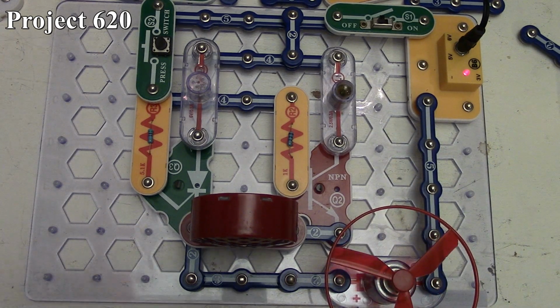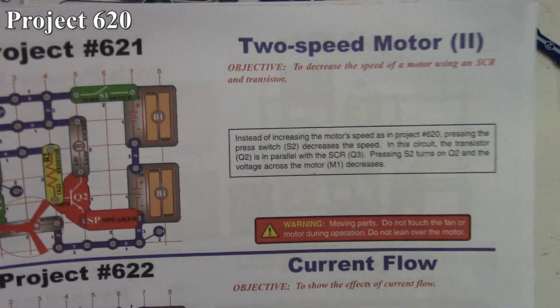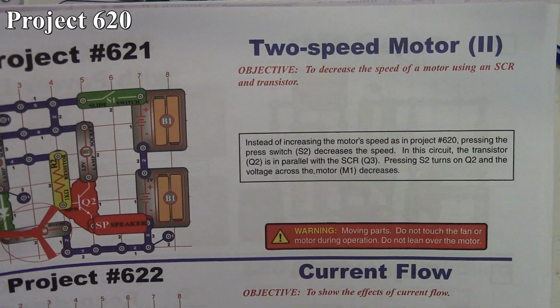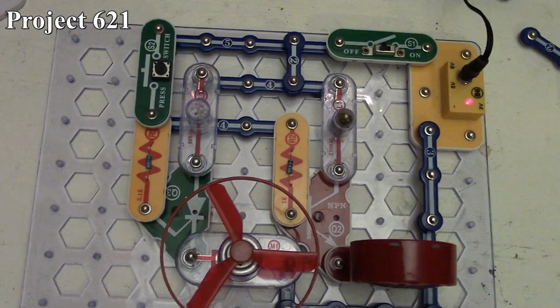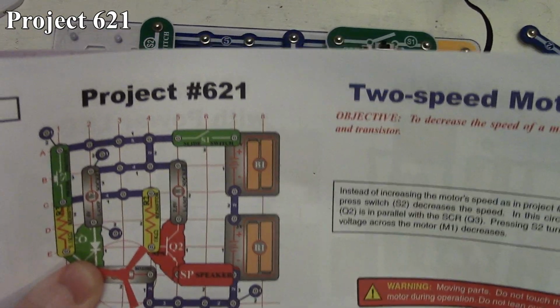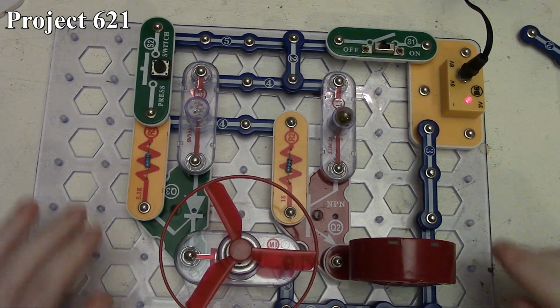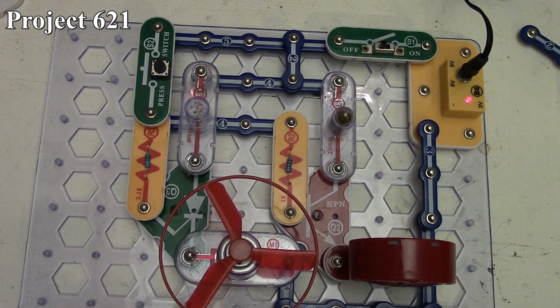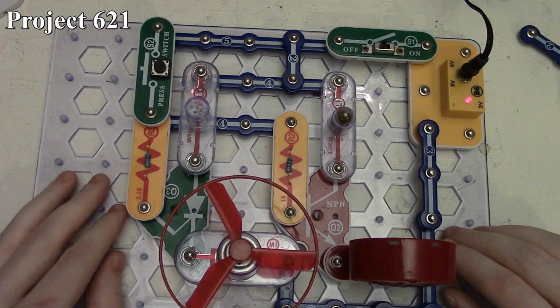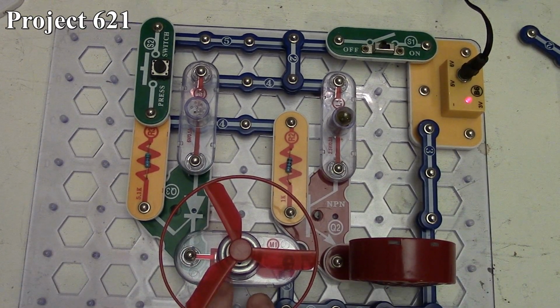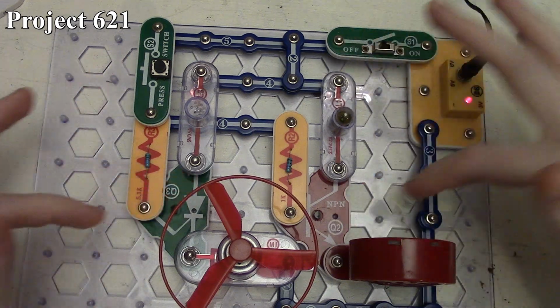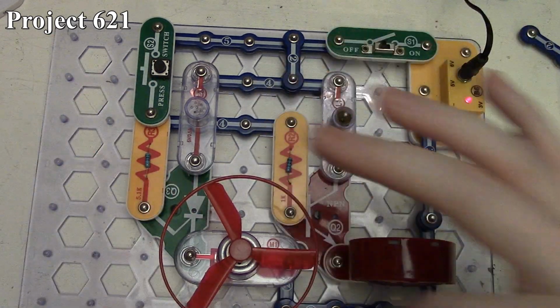And now we're going to move on to Project 621, which is 2-speed motor 2. So here at Project 621, the 2-speed motor 2. There it is in the book, and here it is on the board. So it's a little different from the previous project because instead of having the motor in series with both of these circuits, the motor is now actually in parallel because now we have these working together.